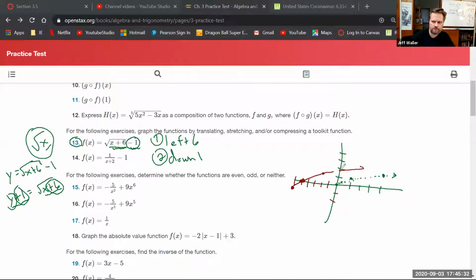So this is valid work. You told me what the shifts were, and then you can actually just apply all the shifts at once. You don't have to draw a new graph for each shift. That's one way to do this work and show me the work. I have way too many people giving me this. There you go, Mr. Waller.